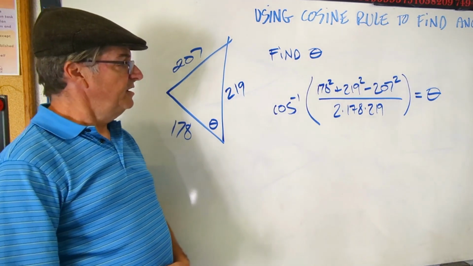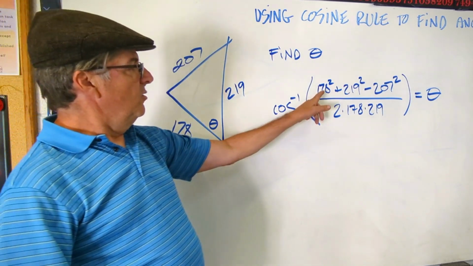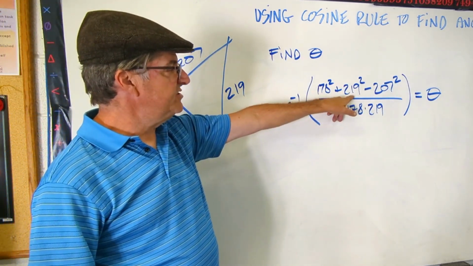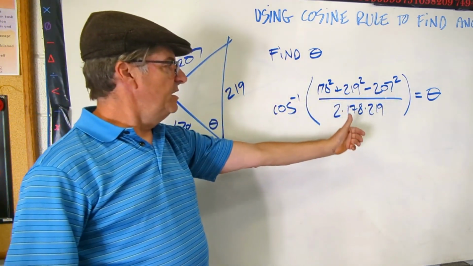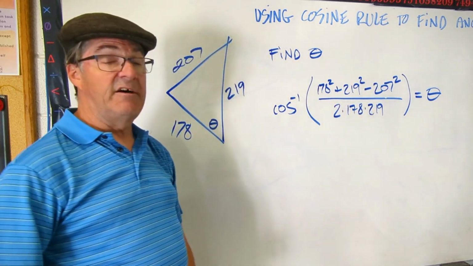All right, let's see how you did. So here's what I get. I got cosine inverse of 178 squared plus 219 squared minus 207 squared over 2 times 178 times 219. It's the inverse cosine of that.